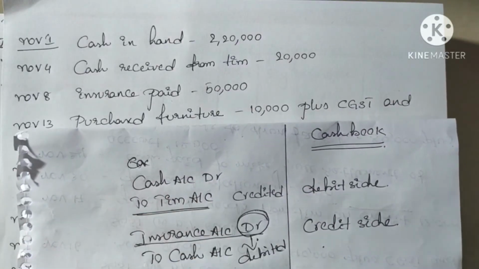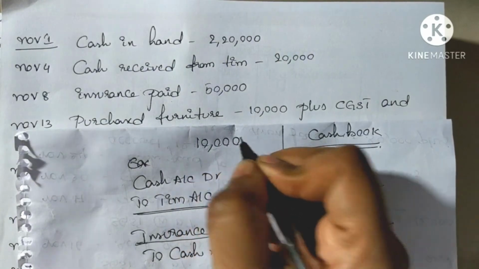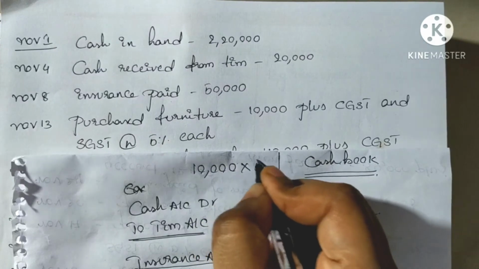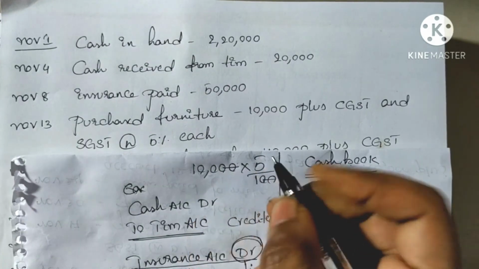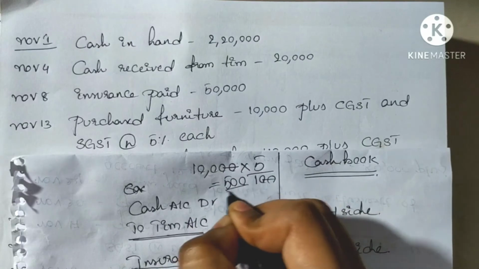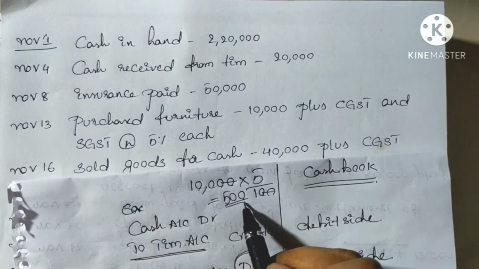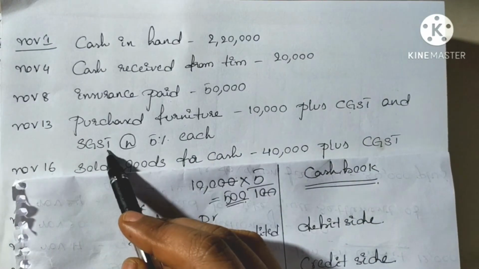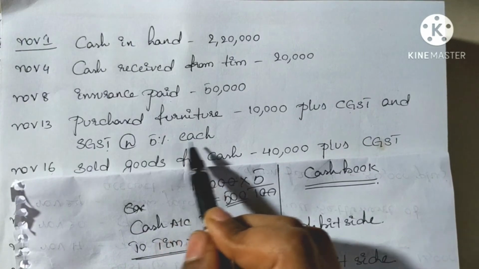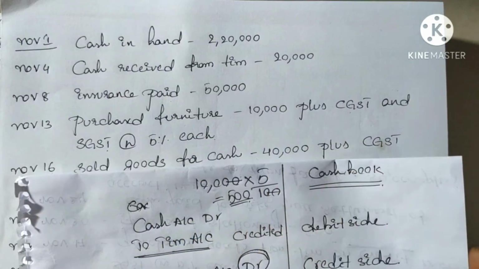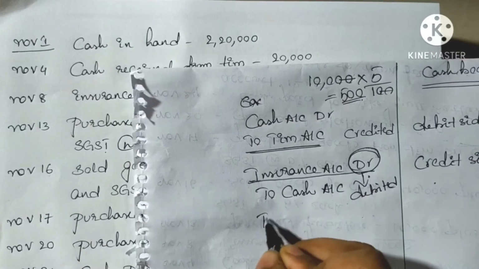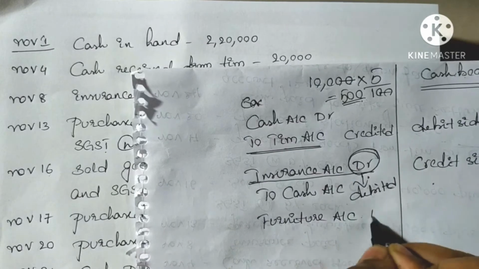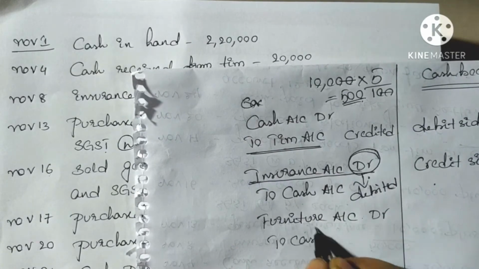Here the furniture value is 10,000 and the percentage is 5%. So 10,000 into 5 by 100, which comes to 500. This 500 is for CGST and another 500 is for SGST, because in the problem they have mentioned 5% each. Now we will write the journal entry, that is furniture account debtor to cash account.